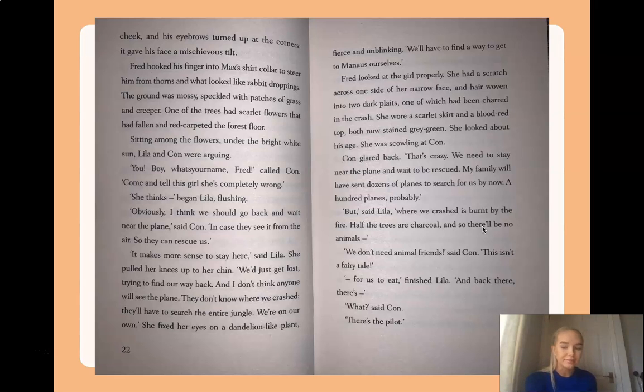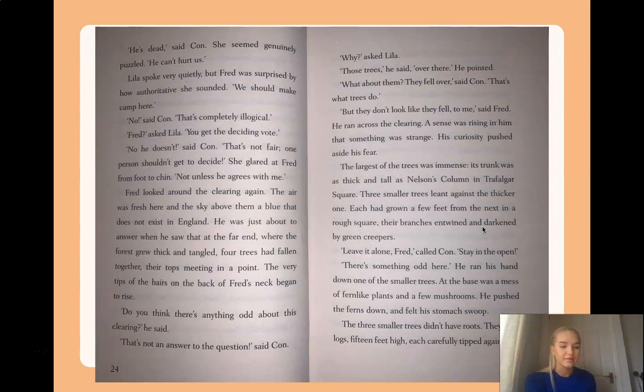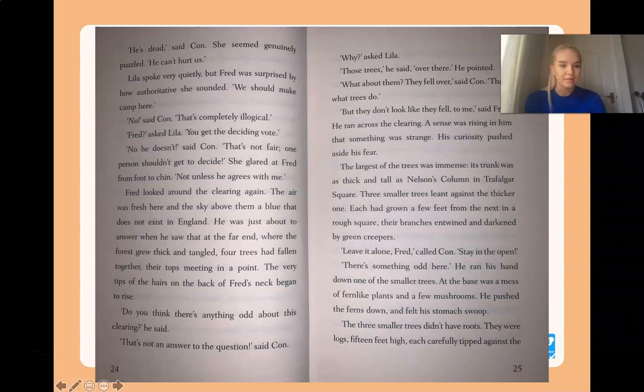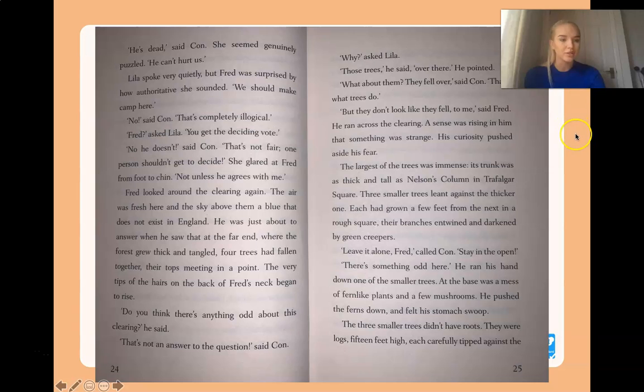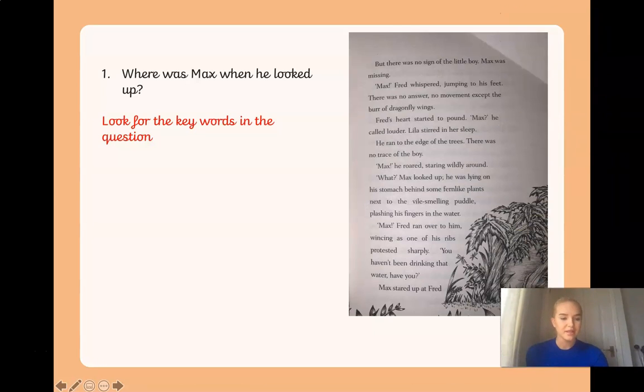"There's the pilot." Okay, guys, so this is the last bit you need to read. The last 2 pages you need to read to be able to complete today's lesson. If you pause the video and just read these last 2 pages, then we'll go through the next questions for today's lesson. Pause the video now, please.